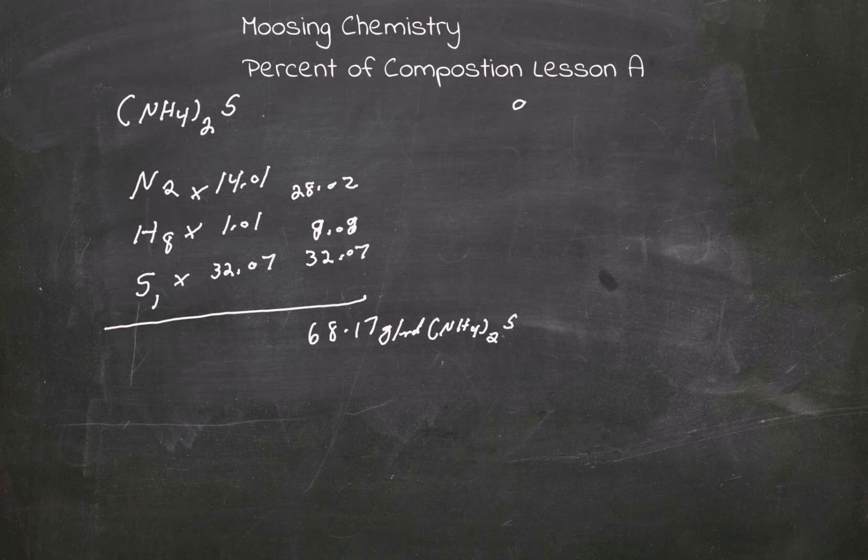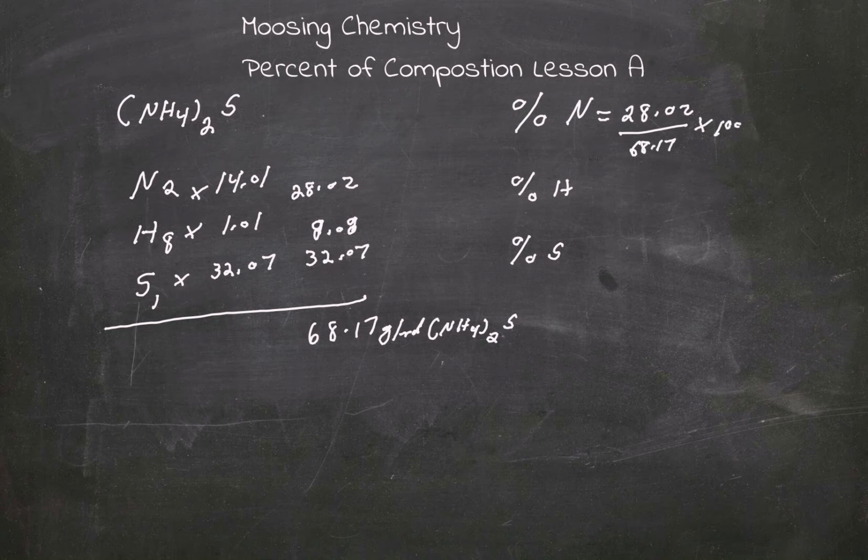So what's the percent of nitrogen, what's the percent of hydrogen, and what's the percent of sulfur? So we start with the nitrogen. That's not going to be 14, remember that's N times 2. So this is going to give me 28.02 divided by 68.17 times 100. So that percent is going to be roughly 41.10% nitrogen.